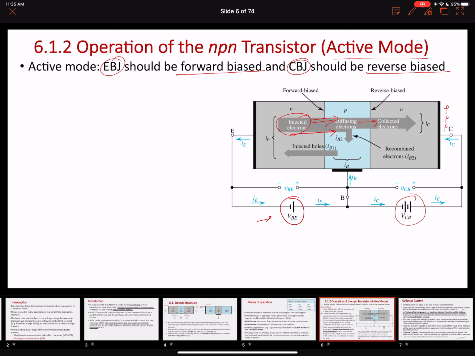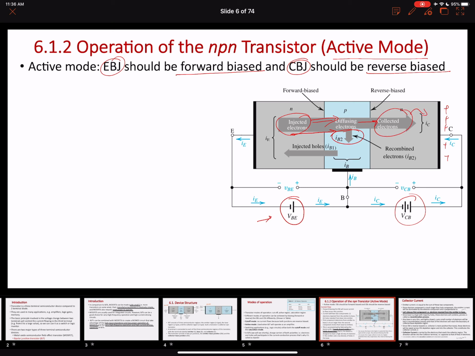So our collector will be positive here. That is why we have just a very minimal loss of the electrons in the recombination process over here. However, the rest of the electrons were swept across into the collector terminal. So these electrons constitute mainly the collector current.